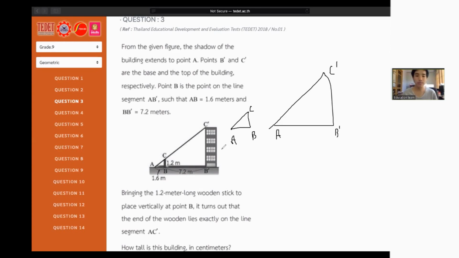Essentially, because they say CB is vertical, CB is a wooden stick which is placed vertically. Vertically just means it's at a right angle. So this edge of the building must be parallel to the stick, and so we have this situation where we have parallel lines.